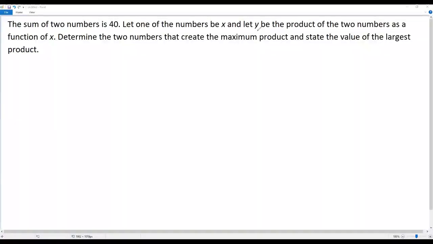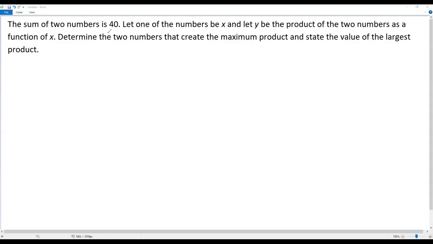Here we have an honors algebra 2 math problem. Okay, let's go with the question. The sum of two numbers is 40. Let one of the numbers be x and let y be the product of the two numbers as a function of x. Determine the two numbers that create the maximum product and state the value of the largest product.